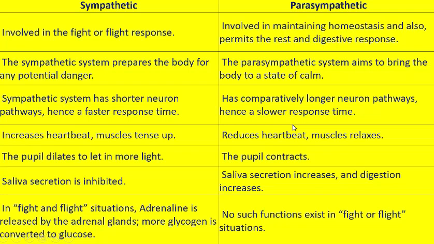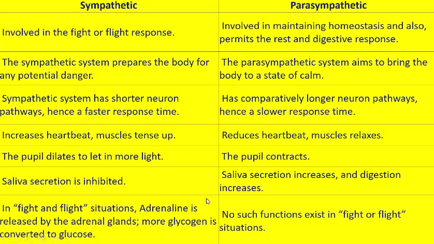The sympathetic nervous system increases heartbeat and makes the muscle tense, while the parasympathetic nervous system reduces heartbeat and causes relaxation of the muscle. Here the pupils are dilated to let in more light. Here the pupil is contracted. It causes salivation, and here saliva secretion increases and digestion increases.